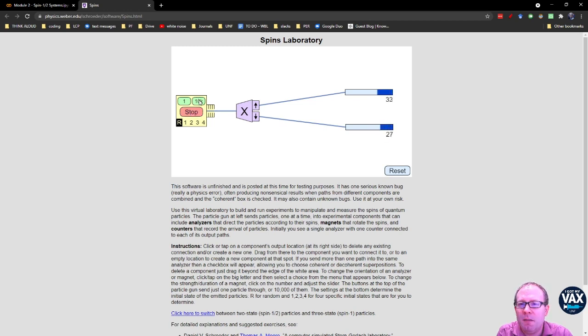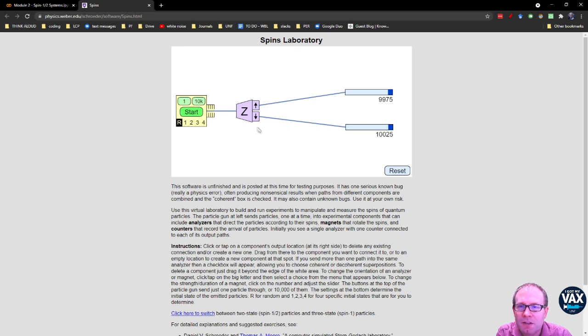If you don't want to wait for the animation, you can also send it forward 10,000 electrons at a time. And when you do that enough times, lo and behold, they're pretty much equal, right? A difference of 26 is nothing out of 15,000. But what you can do with this is change stuff about this. So I can measure the spin along the x, y, or z directions, reset and go with, say, 10,000. And lo and behold, I get very similar results.